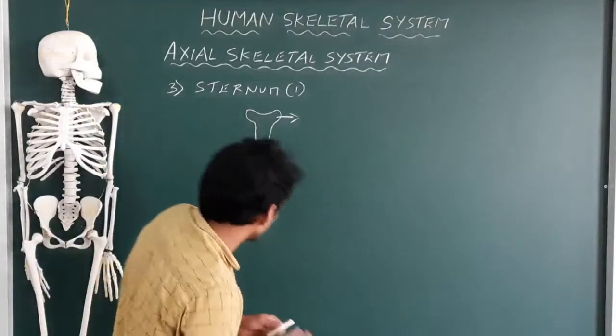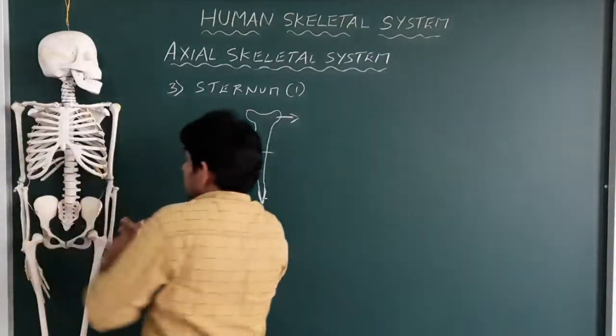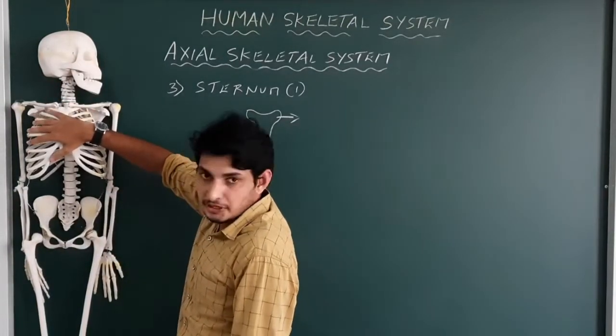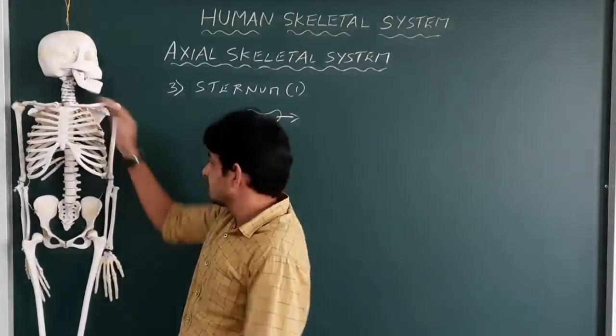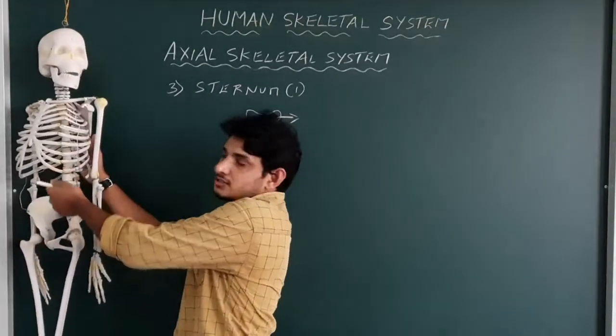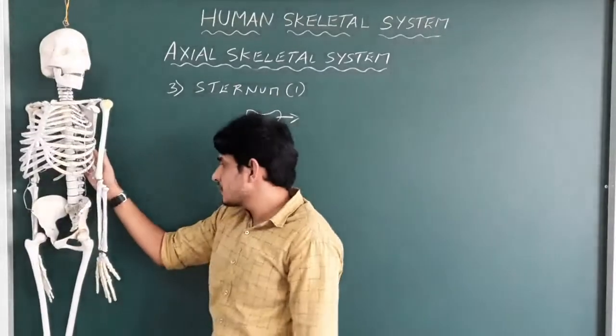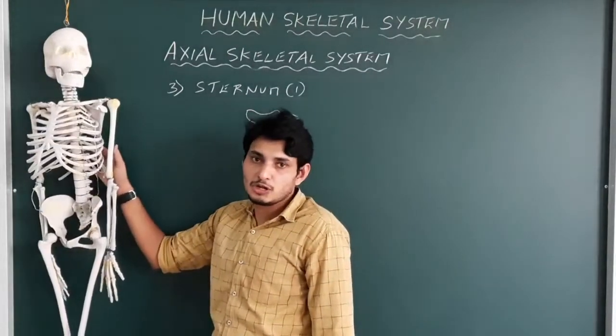Okay, so we just talk about ribs now. Please remember, this is actually called the rib cage. This is the ventral region of the human body, correct? So this is the ventral surface. What about this surface? This is the dorsal surface. On the dorsal surface, what we have is the VC, the vertebral column.